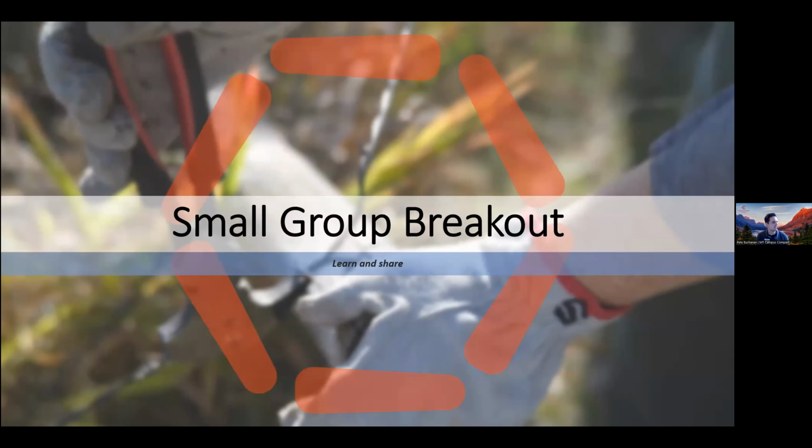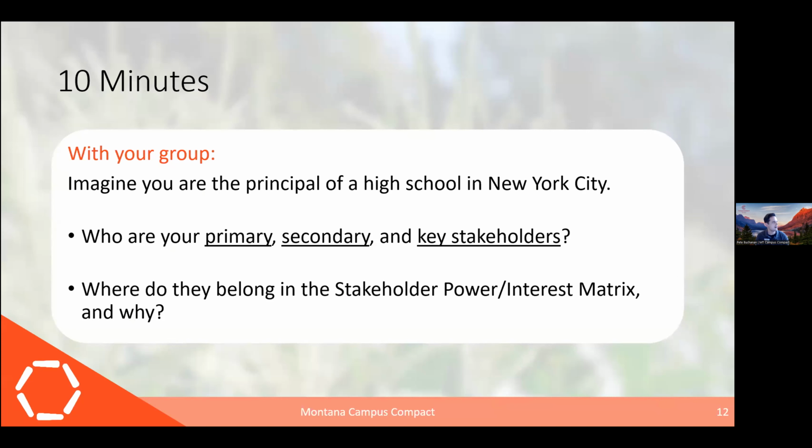So what we're going to do for our small group breakout is a thought exercise. You are the principal of a high school in New York City, and you have a couple of questions to answer here. We've got 10 minutes to think about the following. Who are your primary, secondary, and key stakeholders? And where do they belong in the stakeholder power interest matrix? And crucially, why? Once you're in your groups, justify or attempt to justify the reasons for your selection.